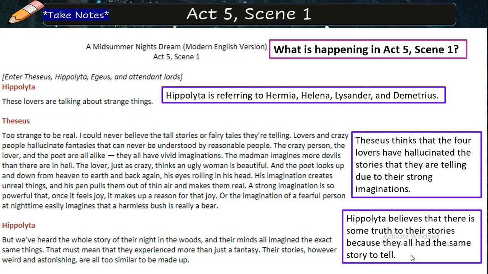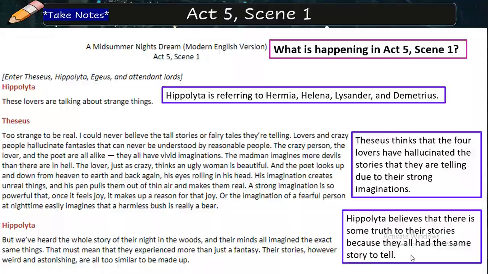So this is exactly how I want your annotations to look today, how I want the notes on your paper to look as you are reading along. And if you just read it all, you can see that those notes come together to make a summary. All you're doing today is read a little, write a little, summarize what is actually happening in Act 5, Scene 1.